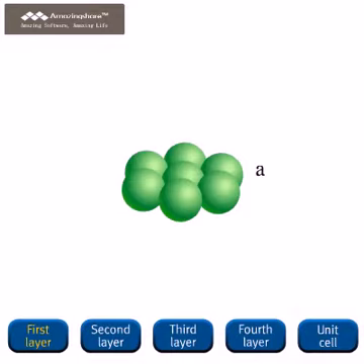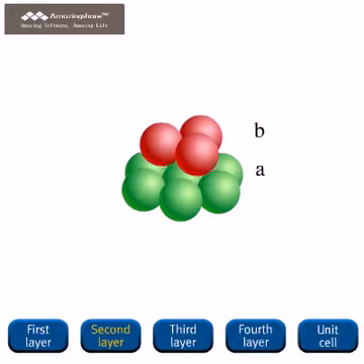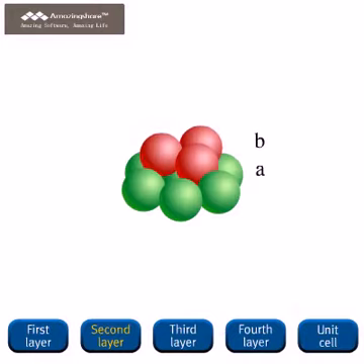This is the first layer of a crystal with its atoms arranged in cubic close packing. Click on the second layer button to see how the second layer stacks in cubic close packing. The second layer of atoms stacks in half of the depressions in the first layer.